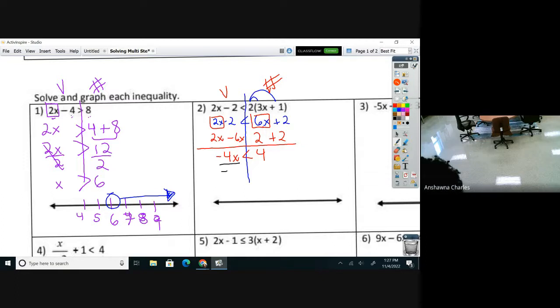Then divide by negative 4. So x is greater than, because I divided by a negative, negative 1. So I need to have negative 1 on my graph. I have an open circle. And it says x is greater than negative 1, so I'm going to the right.